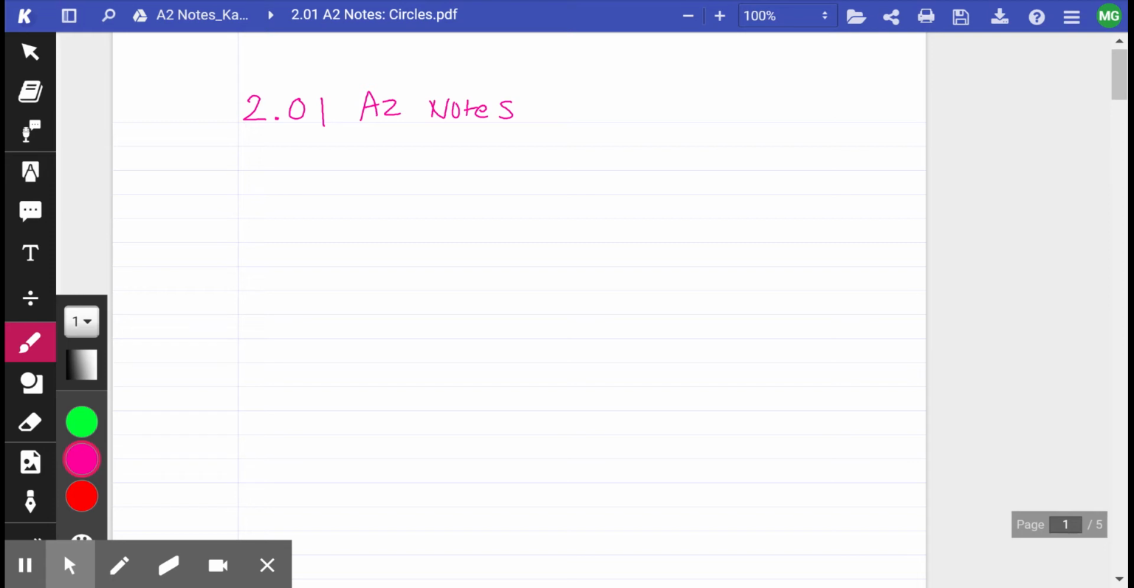So this is kind of a review lesson from geometry on circles, but it also combines something that we were talking about before, which is completing the square. So first, let's review the center radius form for a circle.